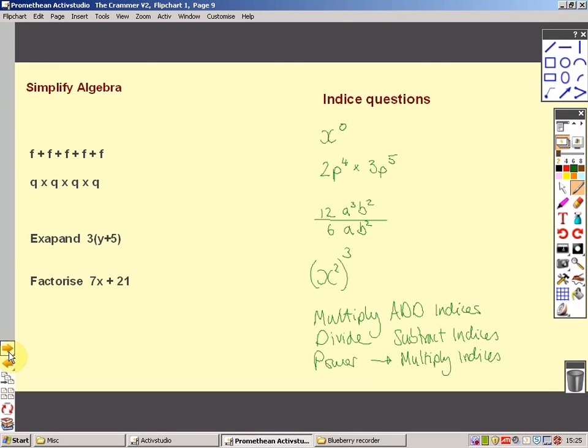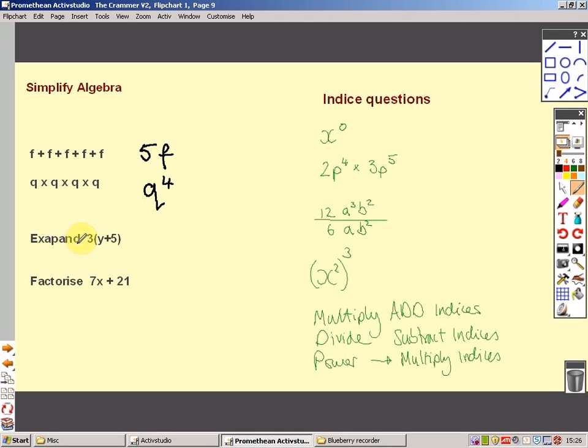Okay, moving on to a different subject area now. We're now going into algebra, simplifying algebra. So, first question. What is f plus f plus f plus f plus f? There's 1, 2, 3, 4, 5. If they were frogs, you'd have 5 frogs. 5f. Question answered. q times q times q times q. That's q times by itself 4 times, so it's q to the power 4.